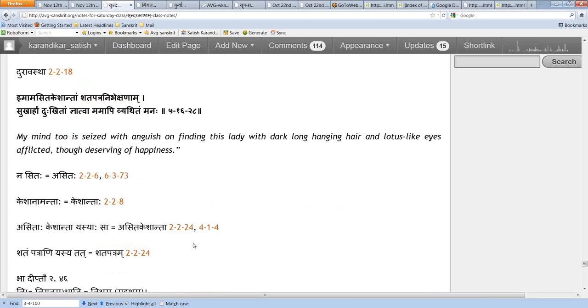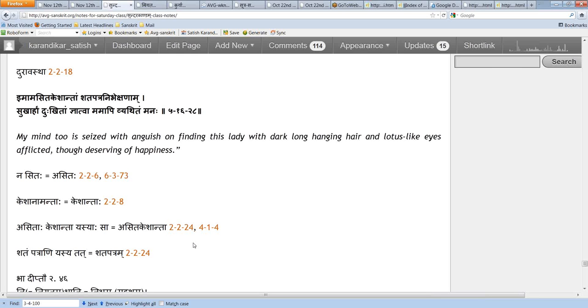Keshantaha. And says Asitaha Keshantaha Yasya Sa. So one whose tips of her hair were dark. Now one of the commentators, Govinda Raja, makes an interesting comment: Asitaha Keshantaha Yasyaha Tam Keshanam Agre Nailyam Strinam Durlabham. It says Keshanam Agre, at the tip of the hair of women, Nailyam. Nailyam means blueness or darkness. It's difficult for women to have the tips of the hair to be dark.